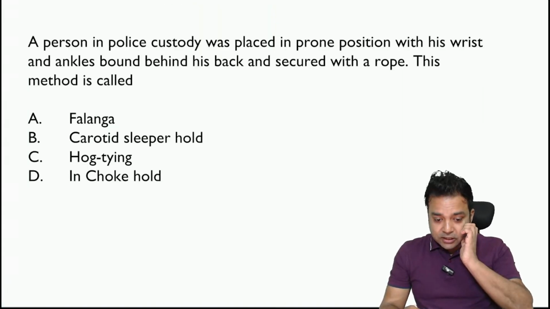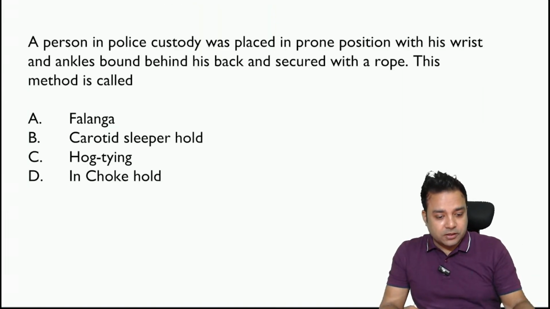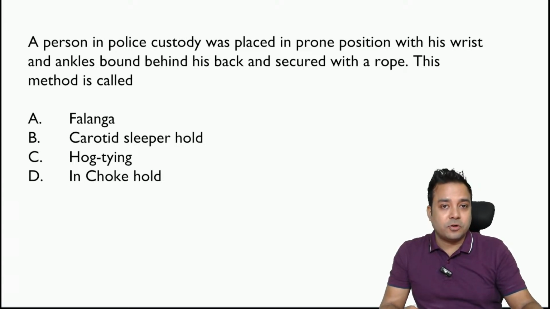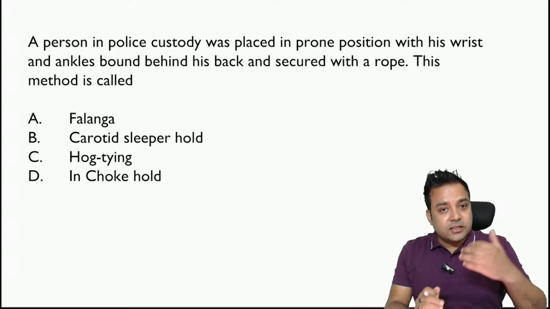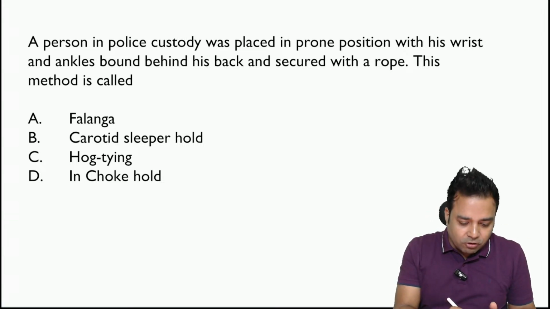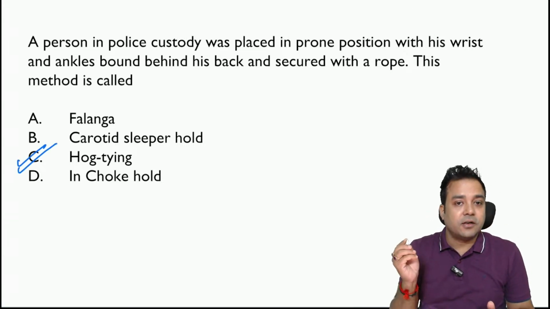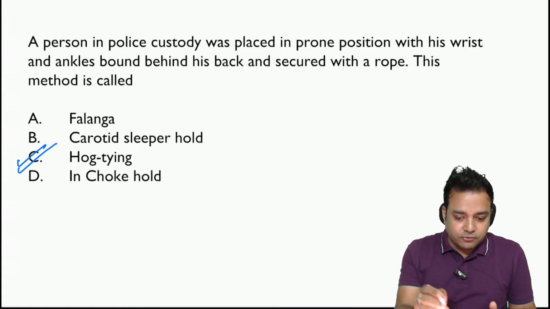A person in police custody was placed in prone position with his wrist and ankles bound behind his back and secured with a rope. So the police tied him like this in prone position, his hand and feet are tied to the back. This method is called hog tying.